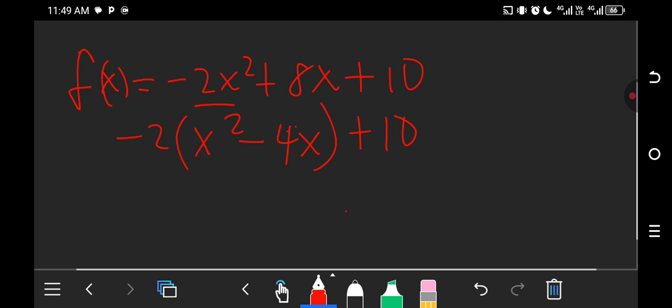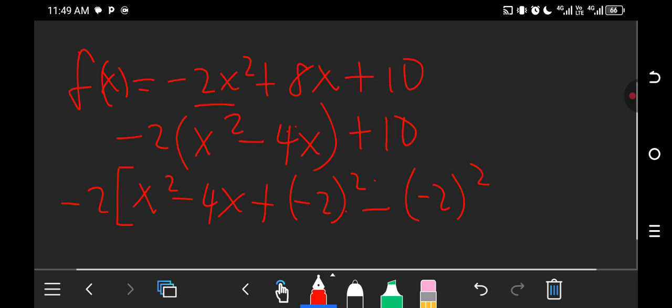So I'll add and subtract at the same time. So I'll say negative 2, then x squared minus 4x. The half, it is negative 2. I'll square it, and I'll subtract again negative 2 squared. This must be in square brackets, then I'll say plus 10. To factorize this in the shortest possible way, whereby you're racing against time, you just do like this.